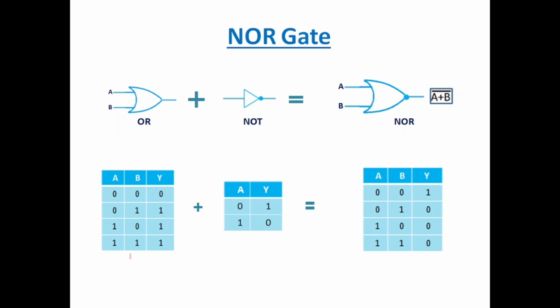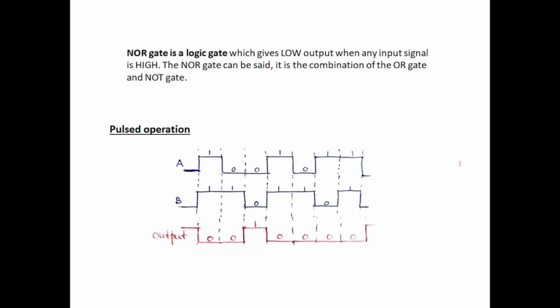Now NOR gate, again this has a similar concept, that is OR gate plus NOT gate gives NOR gate, and we can see here we get output as high for OR gate when any one of the input is 1, and inverse of that gives output 0 when any of the input is 1. So here we can see that the outputs of OR and NOR gate are inverse of each other. Now NOR gate is a logic gate which gives low output when any input signal is high. The NOR gate can be said to be a combination of OR gate and NOT gate.